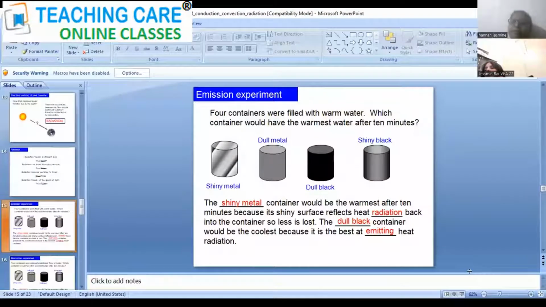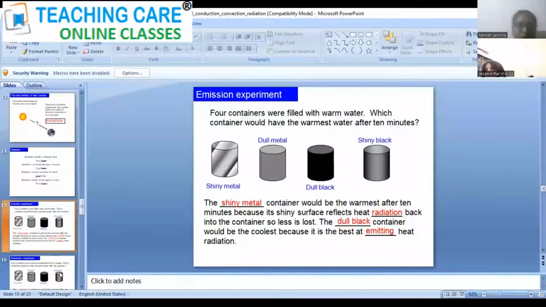You know that the warm water in the shiny metal will be the warmest because we have already seen that the shiny surface reflects heat. It takes the heat and reflects it back into the container, so the heat is not lost. But in the dull black, the black has the ability to emit heat, so it takes the heat and emits it out. So the water inside that will be the cooler.